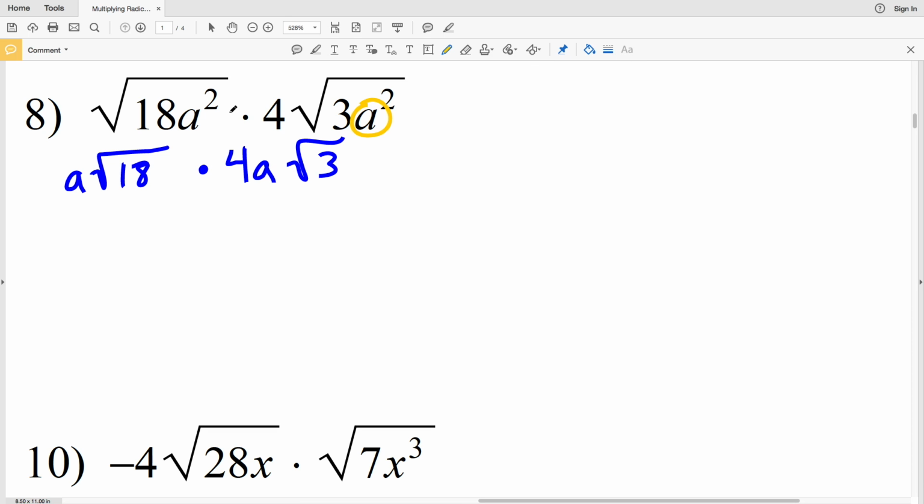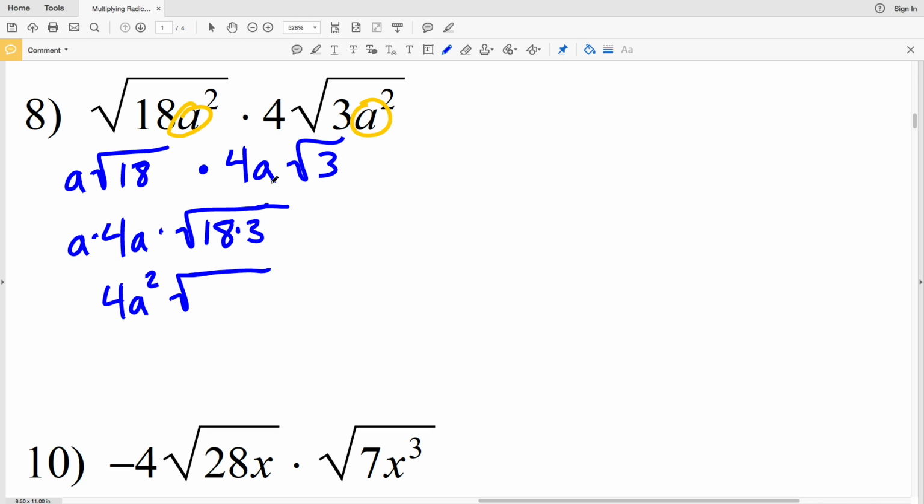So I pulled out both a's within the radicals. Now I'll multiply these together. So I'll have a times 4a times the square root of 18 times 3. A times 4a is 4a squared, and I'll be multiplying that by the square root of 18 times 3, which is 54.